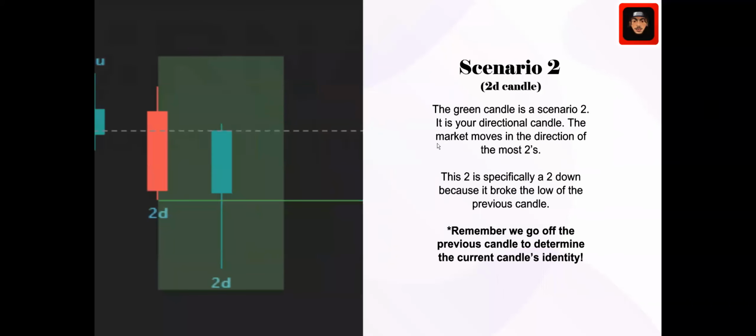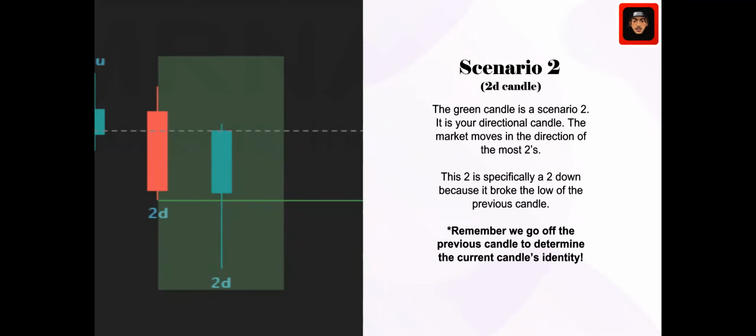Scenario two. All right. This green candle right here is a scenario two. It is your directional candle. The market moves in the direction of the most twos. The reason for that is because if price keeps going 2 up, 2 up, 2 up, 2 up, that means price is continuously going up. All right. That means it's in an upward direction.